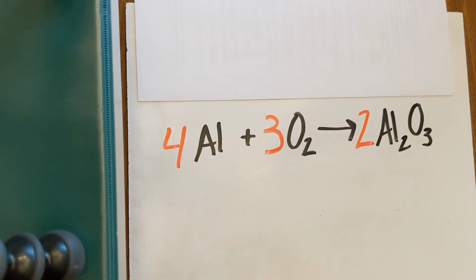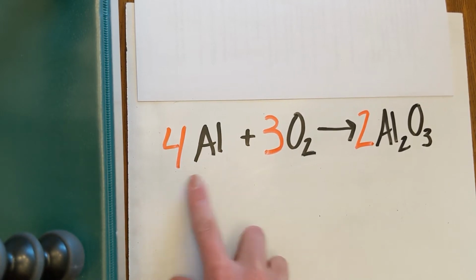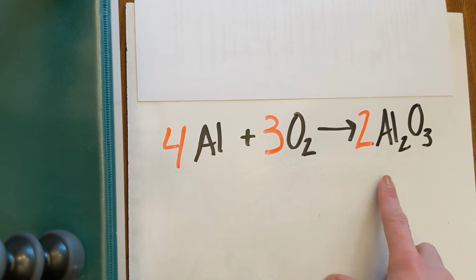So here's our same equation as before, and what's highlighted in red are the coefficients. These coefficients are giving us the mole to mole ratio. What that means is that for every 4 moles of aluminum, you need 3 moles of oxygen to produce 2 moles of aluminum oxide. Now remember, the mole is just a number.